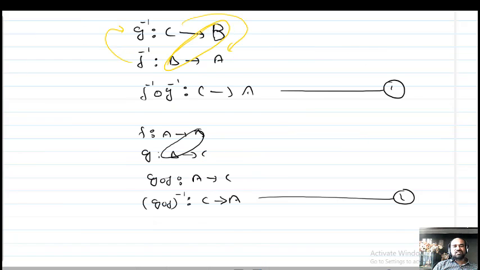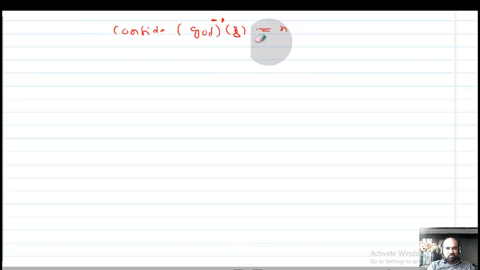Okay, G circle F. Consider G circle F whole inverse of Z. We want to prove that this also equals X. That is the important thing. Any method I can use to prove this? Actually, you need to prove this. This is our plan.